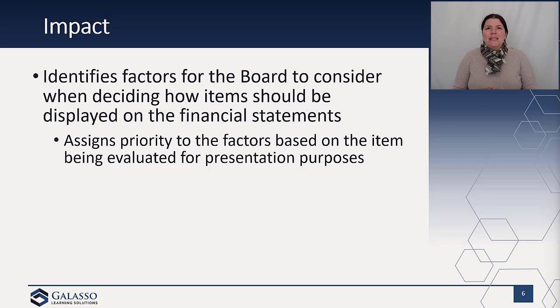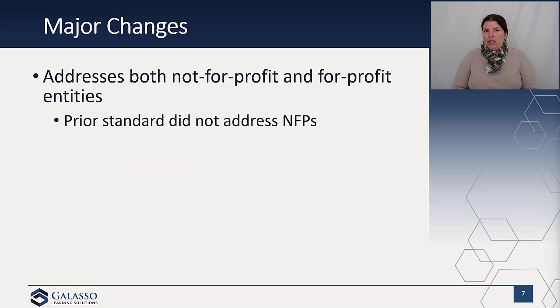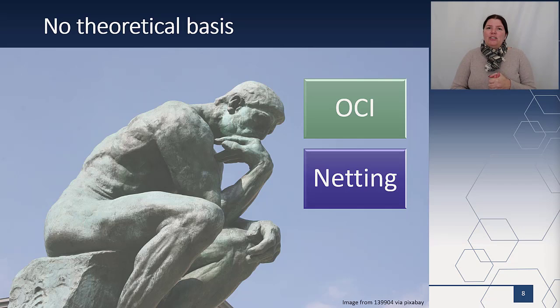In terms of the big impact here, it identifies factors that the board needs to consider when determining how things are supposed to be displayed on the financial statements and gives priority to certain factors. As we mentioned earlier, it addresses both not-for-profit and for-profit entities. The prior concept statement, technically, did not address not-for-profit entities. And so that is one of the changes in this scenario. The other thing that's really interesting is something you don't often hear standard setters say.